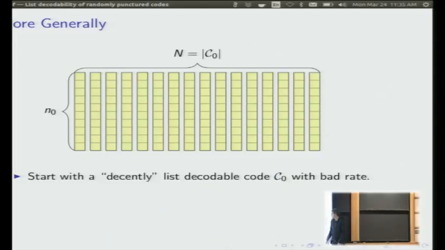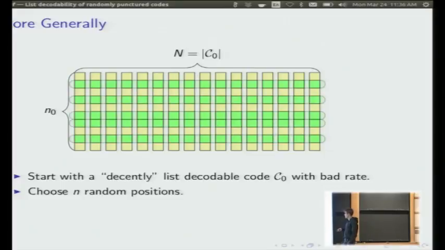And it's well list decodable, in the sense that, I'll define it precisely later, but it means that it has not too many codewords contained within any ball. But the rate is not good. So for example, think of the Reed-Solomon code with all of the evaluation points. It is list decodable up to the Johnson bound, but the rate's not good.